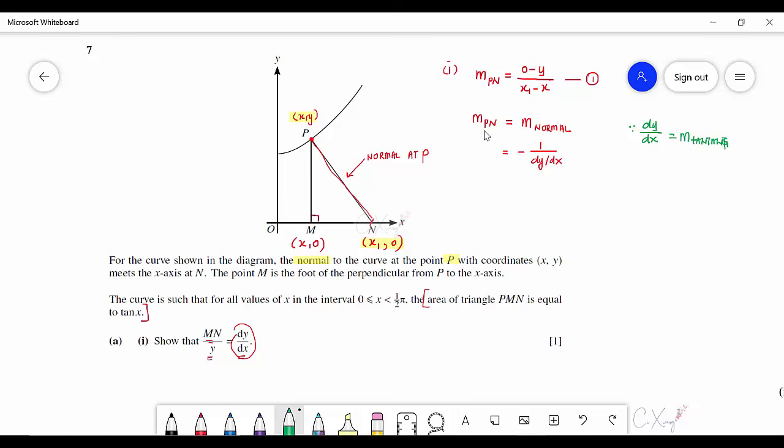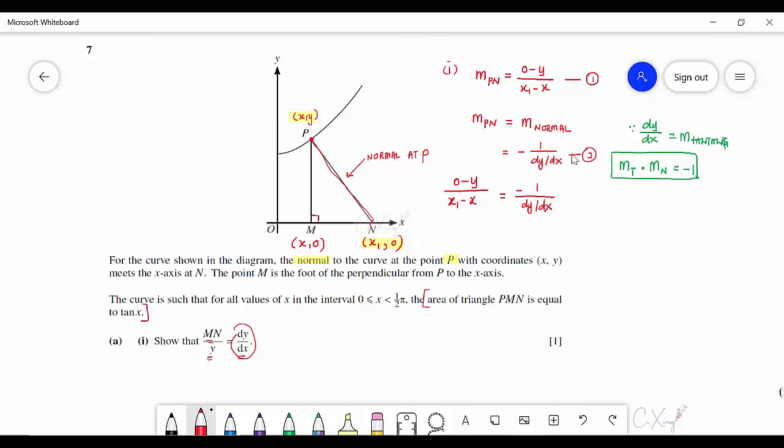Okay, and also the gradient of tangent multiplied with gradient of normal should be equal to -1. So from this relationship, we know that the gradient of normal should be equal to -1 over dy/dx. So this is the second equation that I can get for the gradient of PN. I want to compare these two equations together so that everything can be made in terms of y and x. So I have (0 minus y) divided by (x1 minus x), which is equal to -1 over dy/dx.